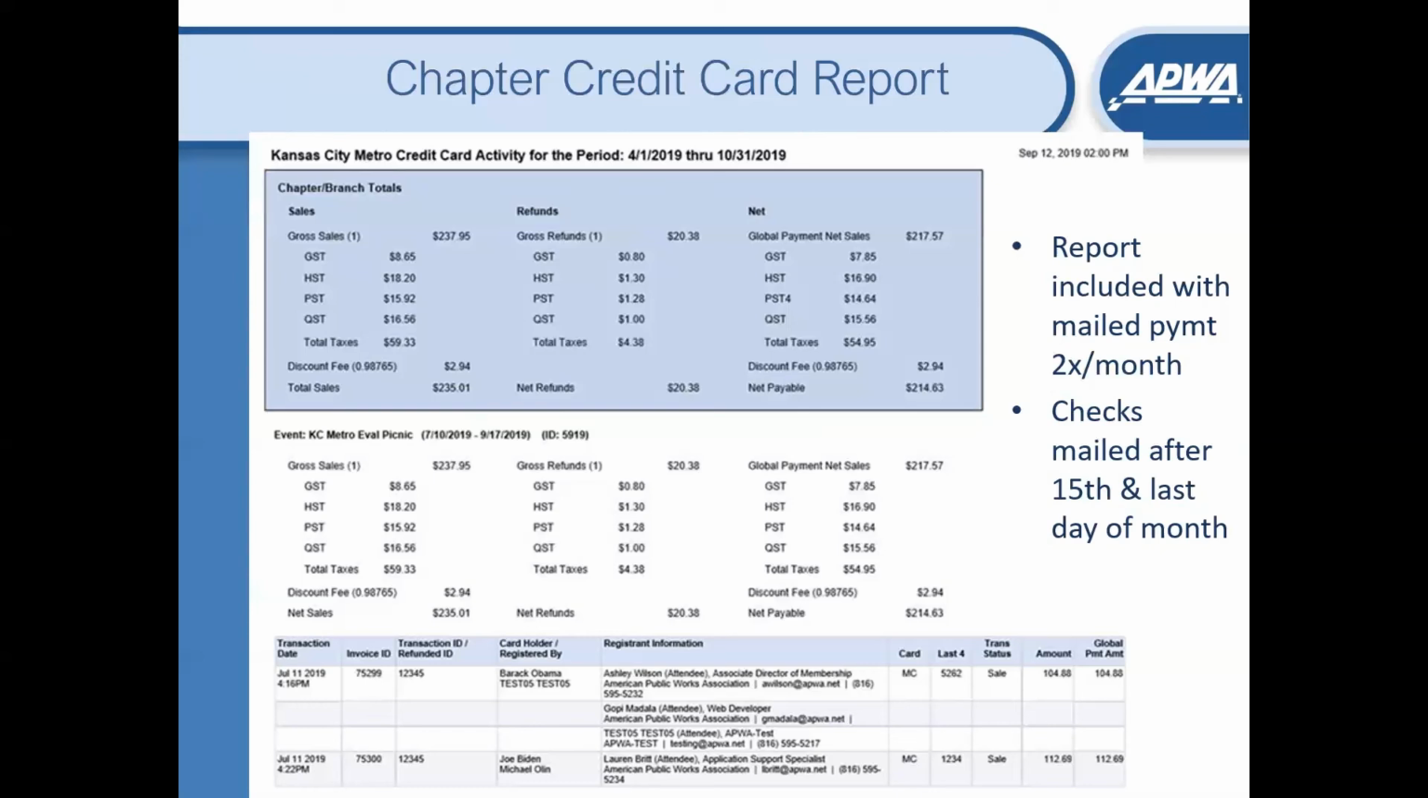And like I said, that would be pulled for anything that has come in during that 2-week period. So the 1st to the 15th, and then the 15th to the last of the month is when those are cut and sent to you. Questions on this piece here from anyone?